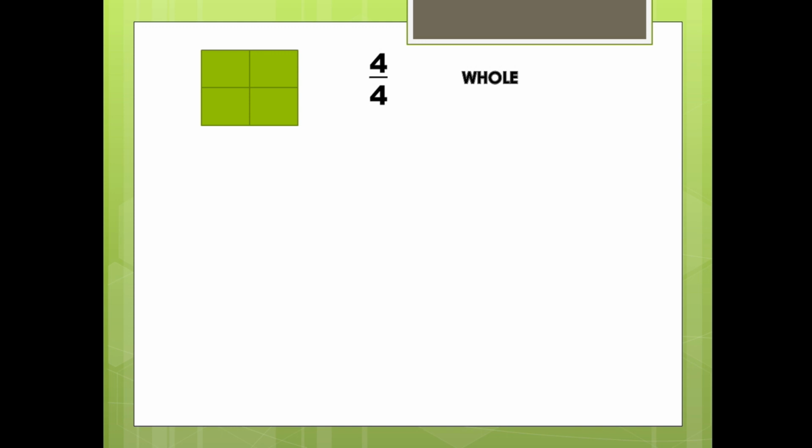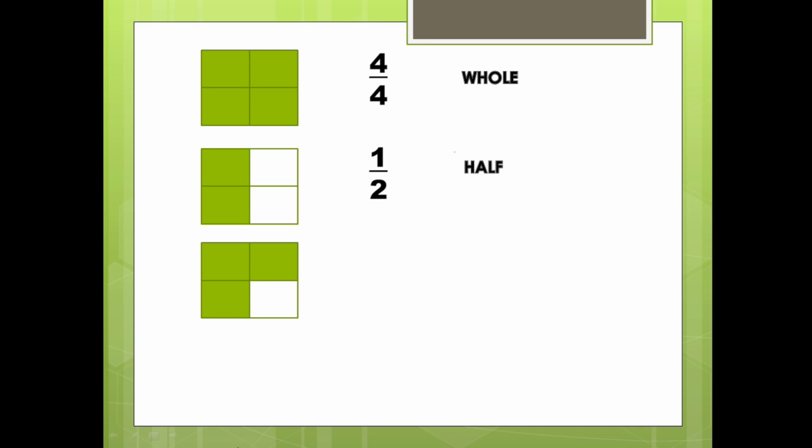Let's go to the second one. In this, how many green parts are there? First tell me. 2 parts. Totally how many parts is it? 4 parts. So then we will write it as 2 by 4. And already I told you 2 by 4 is equal to the equivalent fraction 1 by 2. Because the green part is exactly half of the white part. So we can write it as 1 by 2, and this is known as half.